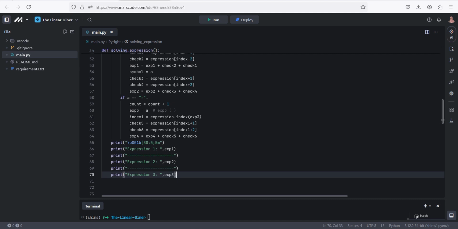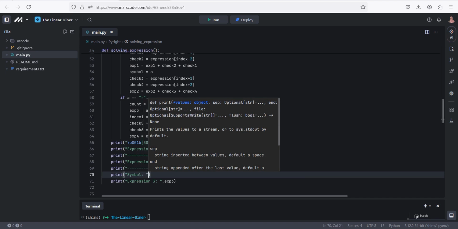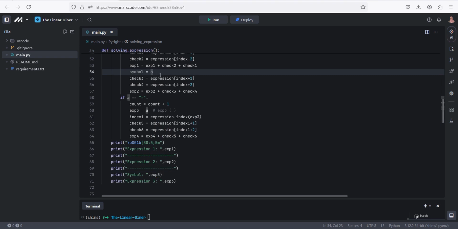So expression 3 is going to be expression 3. Oh, and one more thing. Before you do expression 3, you got to print symbol. So let's print the symbol as well. Symbol would be whether it's a plus or minus, depending on what operation they would like to perform here. And symbol has the variable as expression 3. So if you remember, symbol is equal to, oh, actually, we have it as symbol. So you can just print it as symbol.